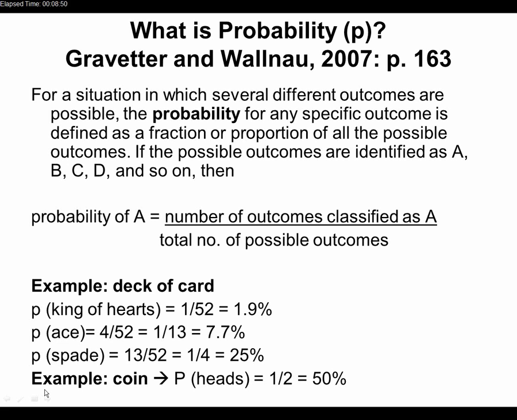Let's take another example. A coin has 2 sides, right? What is the probability of you getting heads? Well, you have 1 out of 2 possible outcomes, so you take 1, divide it by 2, and get 50%. That's pretty easy stuff, right? So although some people have desperately tried to confuse us, it's not that hard. This is what probabilities are.